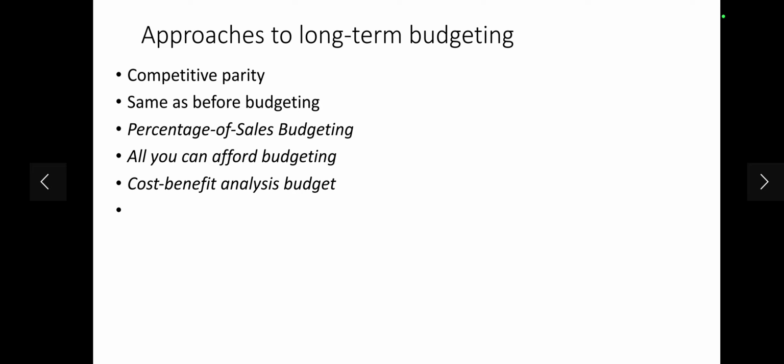And then there's a cost benefit analysis budget. So you look at the cost of the activities that you're doing, and then the benefit. What is it going to bring us? Then you weigh. Okay, then this is how much we are going to get from these activities, then this is how much we are willing to invest in it.